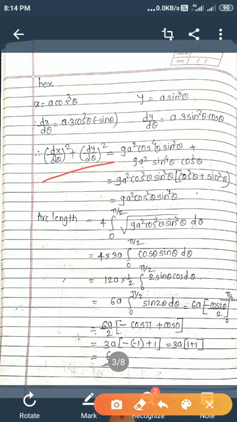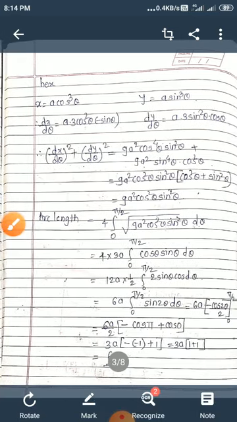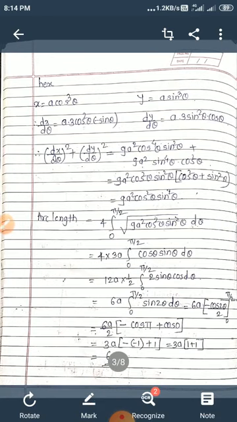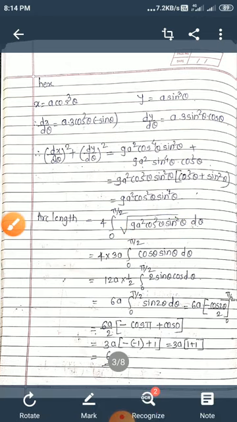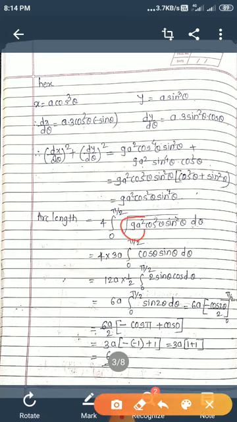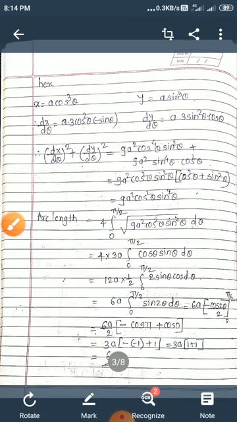Now put all these values in our arc length formula: 4 times the integral from 0 to pi by 2 of root (dx by d theta) squared plus (dy by d theta) squared d theta. Put this value here. Now 9a squared is a constant; we take it outside the integration and outside the square root. It is 4 into 3a, integral from 0 to pi by 2. Now take the square root: the square root of cos squared is cos theta and of sin squared theta is sin theta. So cos theta sin theta d theta.